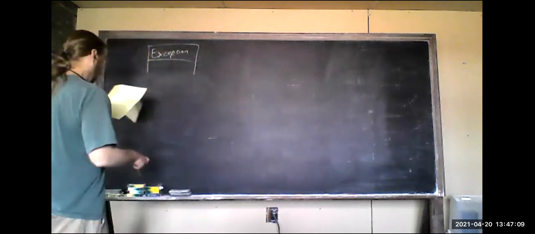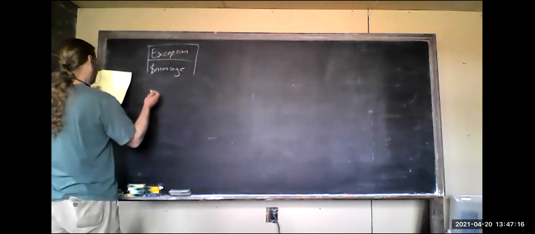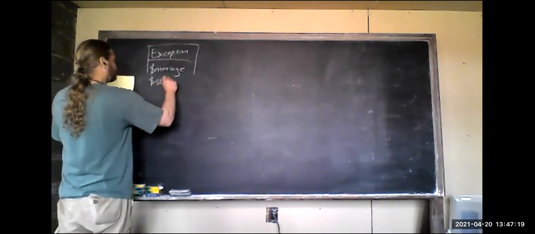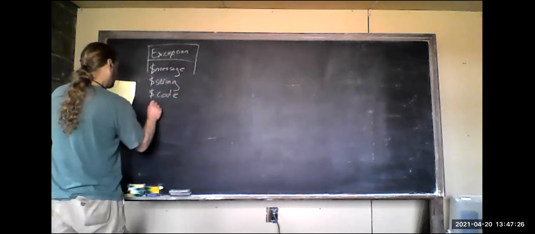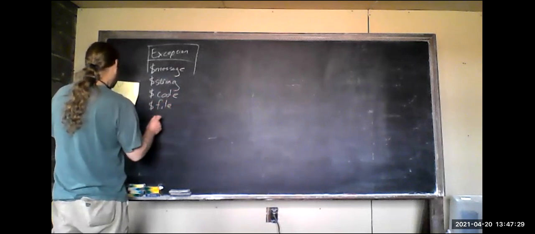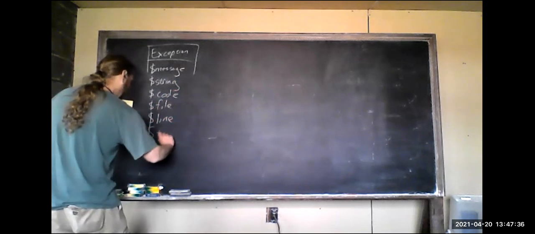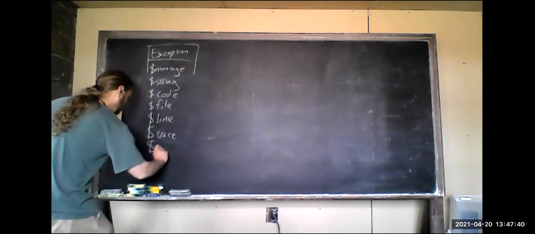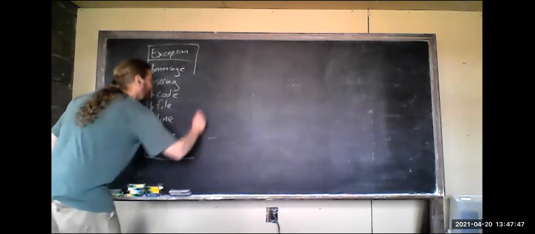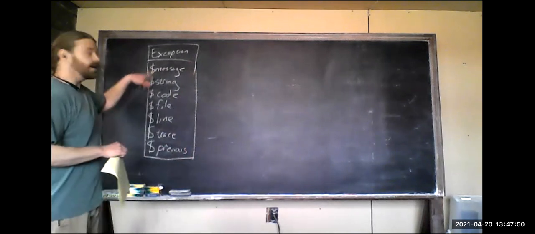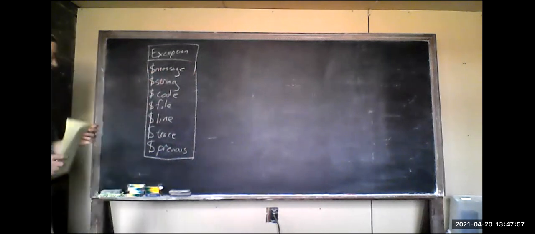Where to put them in my notes. We have message, string, code, file, line, trace, and previous. And we also have methods that get all of these things. So like get message, get string, get line. They come in this order if we need them.